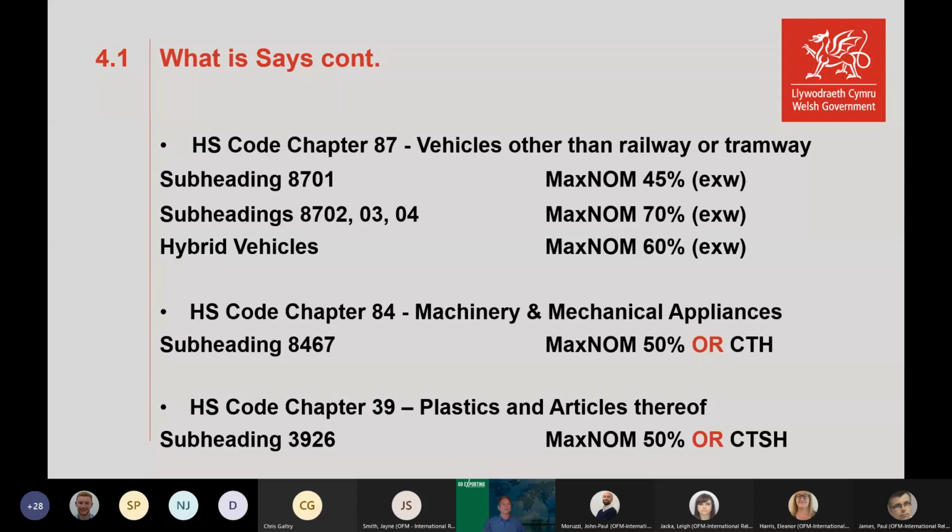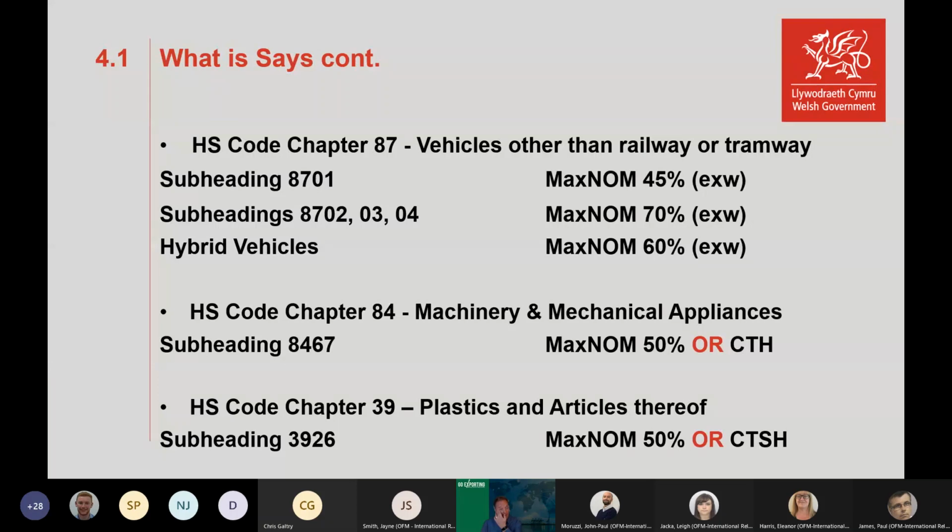So some examples. If we use the example of the HS code for Chapter 87, which is vehicles, under subheading 8701, the max NOM, which stands for the maximum non-originating materials, is 45% of the ex-works price. So that means that you can only have 45% of the value of your product from non-originating materials in this case, in order to be able to claim that it's a UK origin product. But if you look at subheadings 8702, 3 and 4, that max NOM percentage actually rises to 70% of the ex-works price.